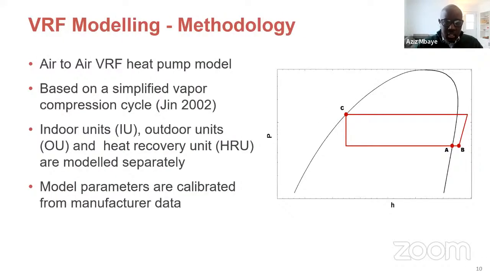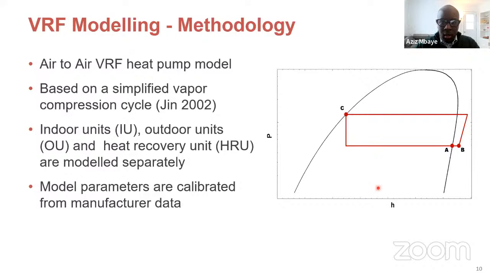And for us, our approach is to develop an air source VRF model using a simplified vapor compression cycle with only three thermodynamic points, as shown in this pressure enthalpy diagram here. And we made some assumptions. The first one is there is no subcooling in the system, meaning that the refrigerant leaves the condenser, the point C here, in a saturated liquid state.